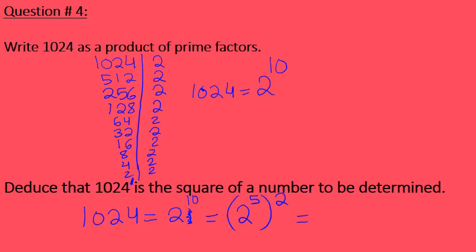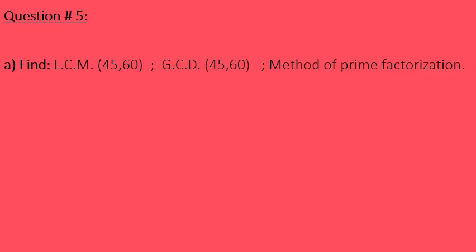Always the square should be outside, not inside. Now, what is 2 to the power 5? It's 2 times 2 times 2 times 2 times 2. What's the answer of 2 to the power 5? 32. It is 32 what? Squared. So 1024 is which number squared? It is 32 squared.